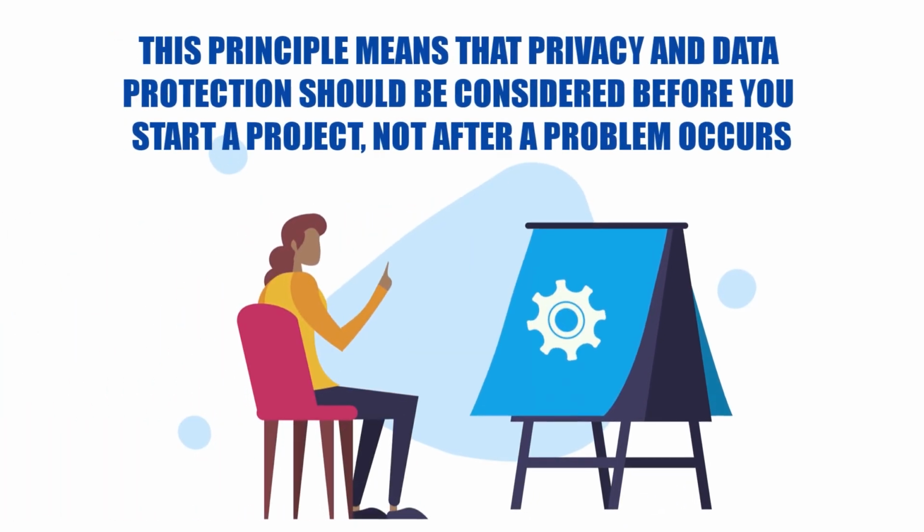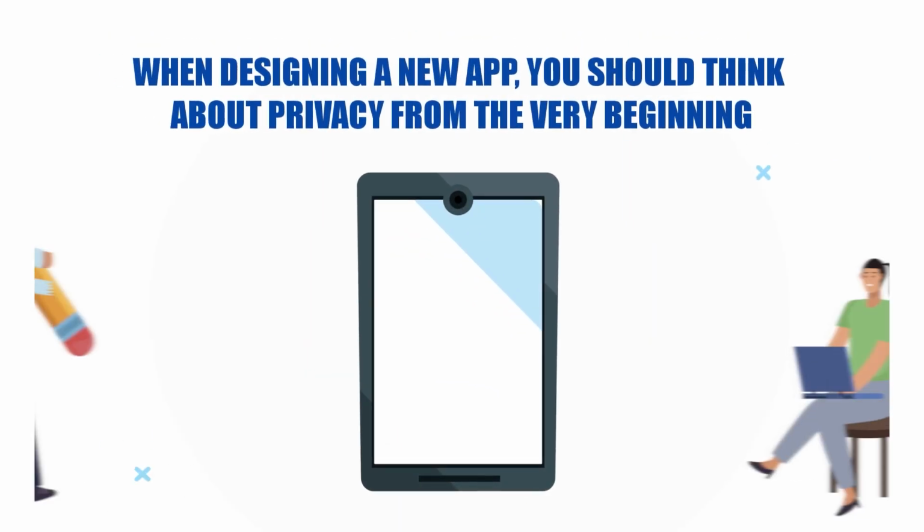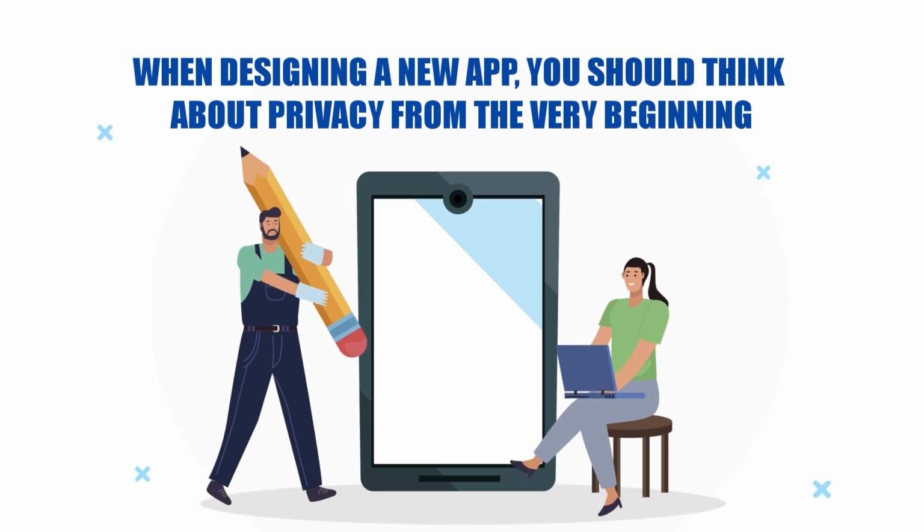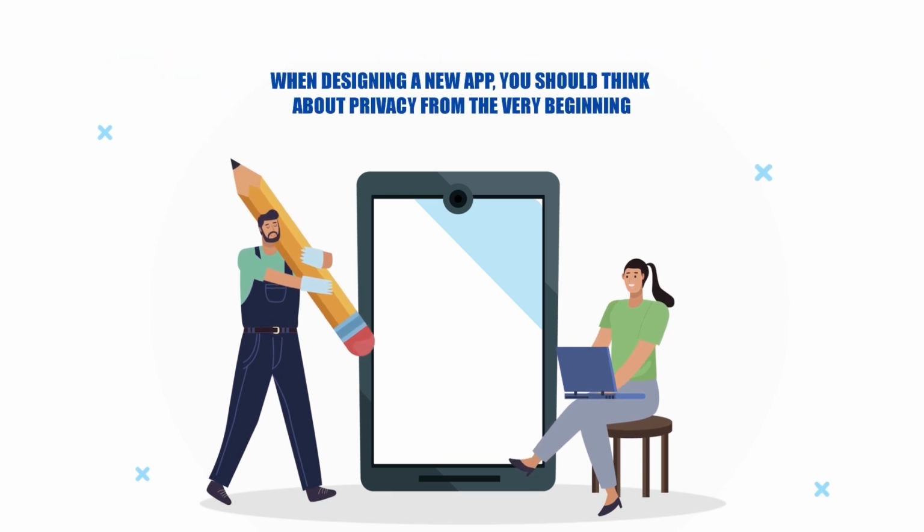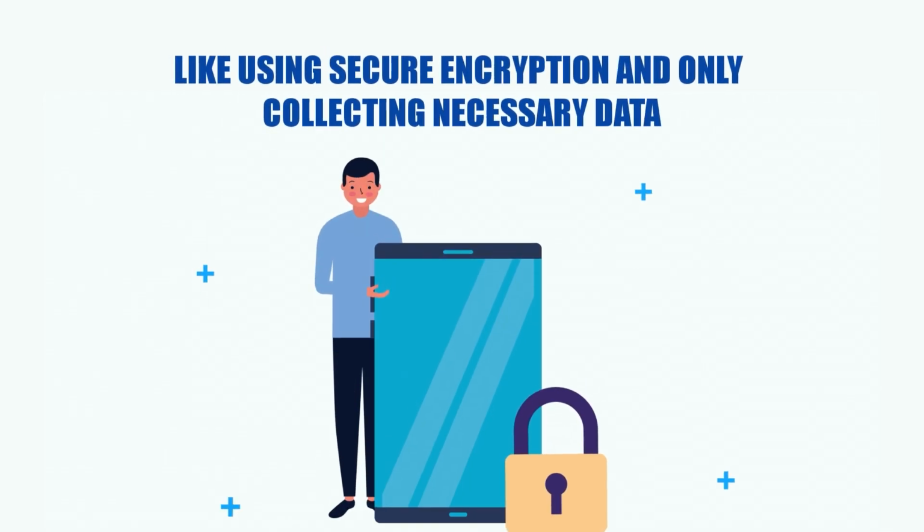First, proactive, not reactive. This principle means that privacy and data protection should be considered before you start a project, not after a problem occurs. For example, when designing a new app, you should think about privacy from the very beginning, like using secure encryption and only collecting necessary data.